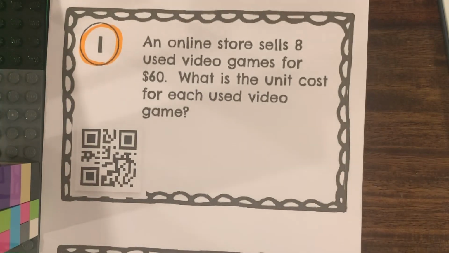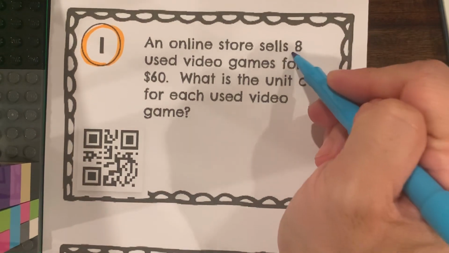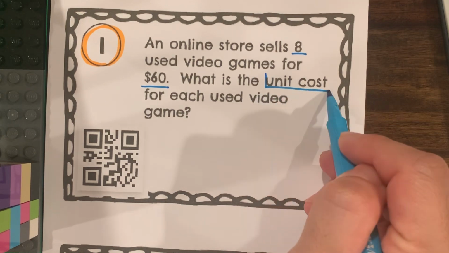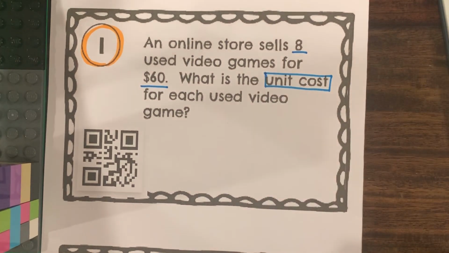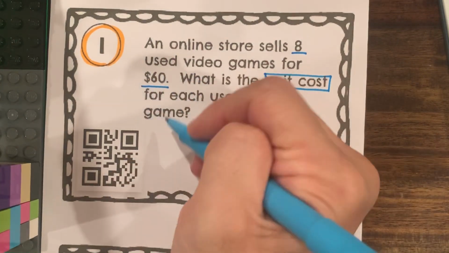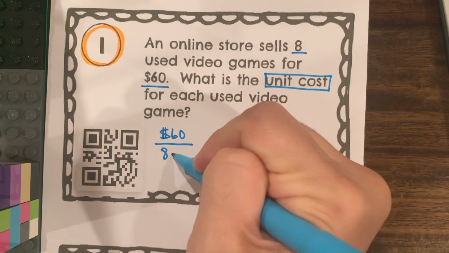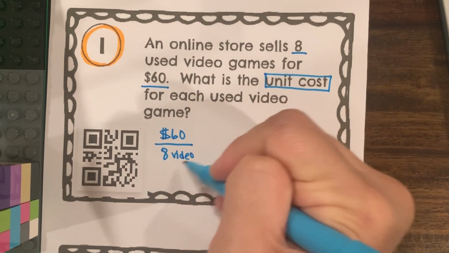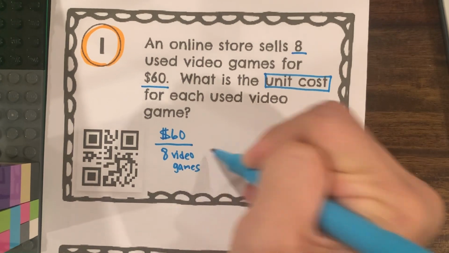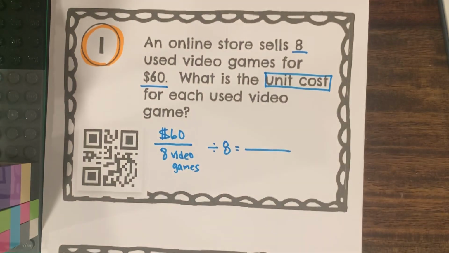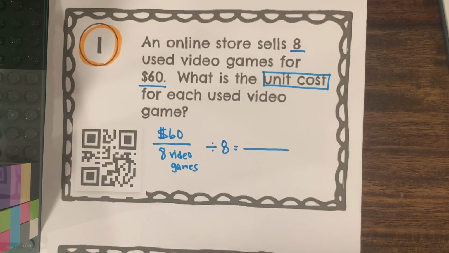Okay, I have two more problems I'm going to go over. Number I, an online store sells 8 used video games for $60. What is the unit cost, which is the same as the unit rate, for each used video game? Remember, money always goes on top. So $60 on top, 8 video games on the bottom. To find the unit cost, you divide by the denominator. Hopefully that makes sense.